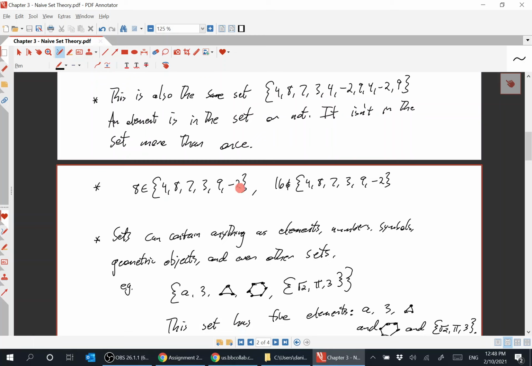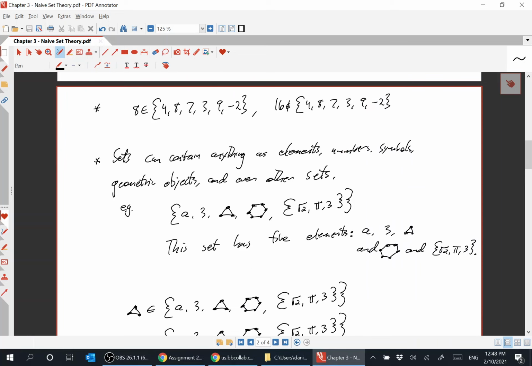Okay, so here's that set again. Notice that 8 is in that set, so 8 is an element of this set. 16 is not an element of this set. You don't see 16 in there anywhere. Elements of a set can be anything: symbols, geometric objects, and even other sets themselves. So here's a set: A, 3, triangle, hexagon, and then this set.